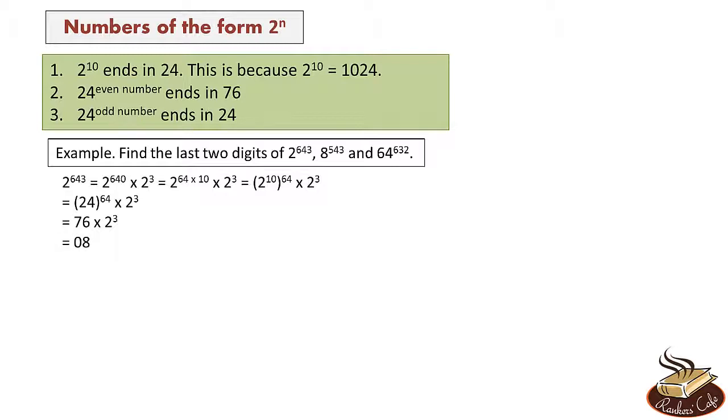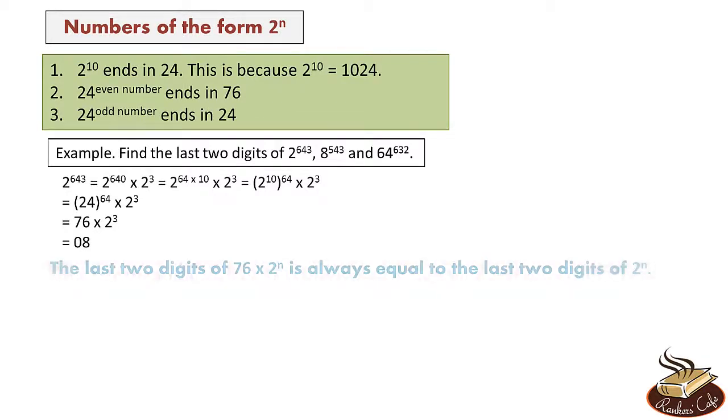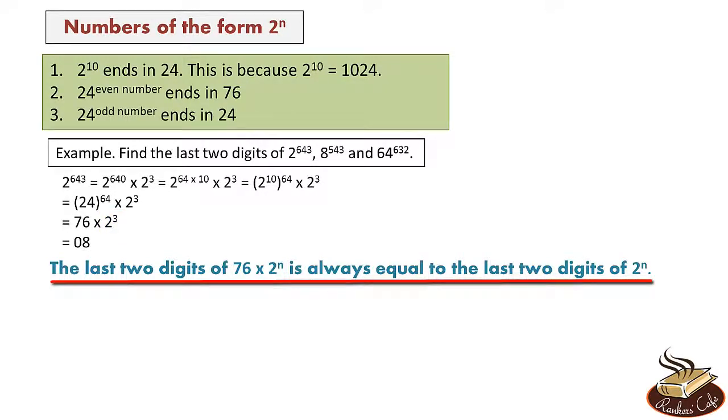Now let me give you another small tip here. The last two digits of 76 into 2 raised to the power of n is always the last two digits of 2 raised to the power of n. In our case, to find the last two digits of 76 into 2 cube, the last two digits were 08. And 08 is also the last two digits of 2 raised to the power of 3. So the last two digits of 76 into 2 raised to the power of n is always the same as the last two digits of 2 raised to the power of n.